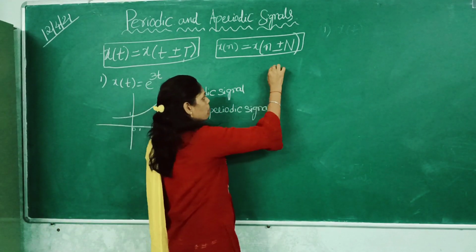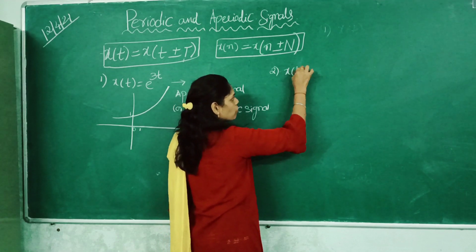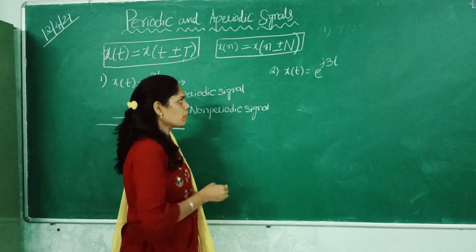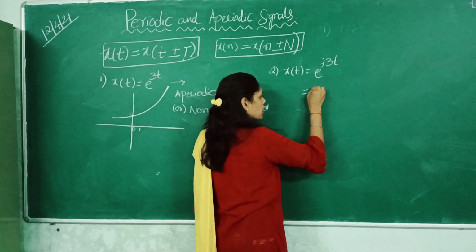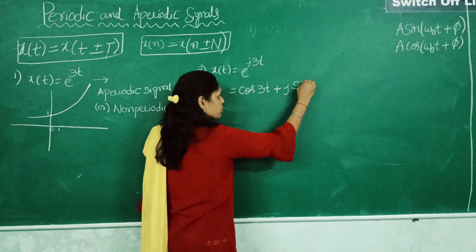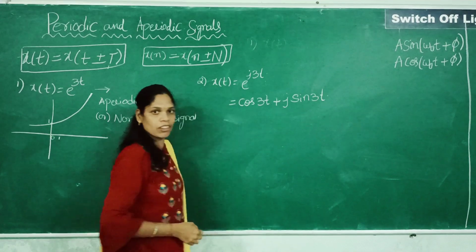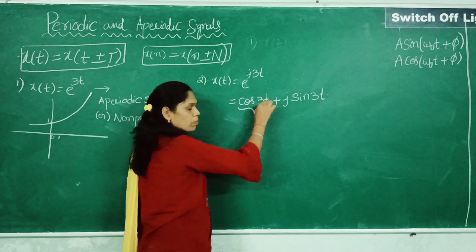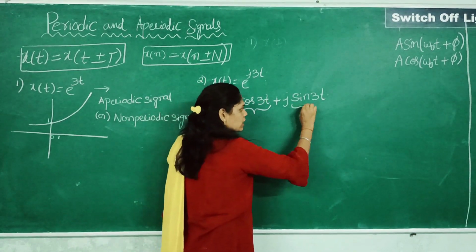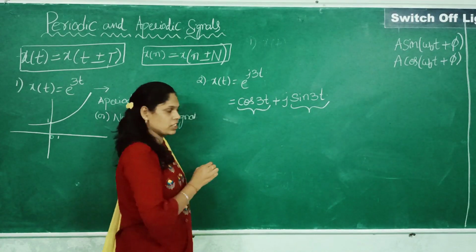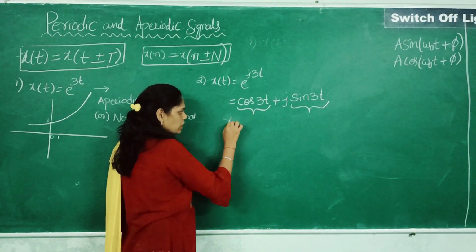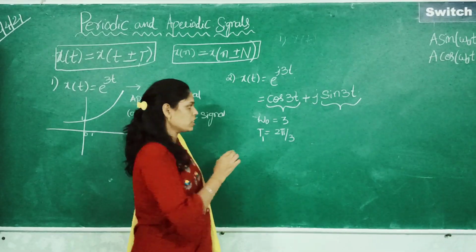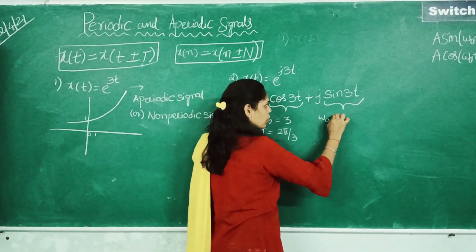So next example, for example, I have considered x of t equal to e power j3t. Now what can we write for e power j3t? E power j3t is nothing but cos 3t plus j sin 3t. So this is in the form of a cos omega naught t plus phi, and this is in the form of a sin omega naught t plus phi. So from this equation, what can we write? Omega naught for the first cos function is 3. Similarly, omega naught for the sin is 3.